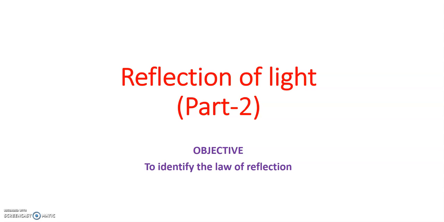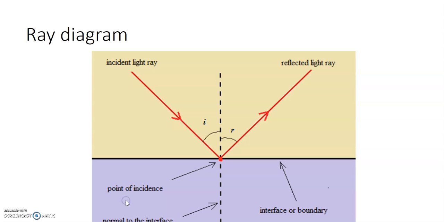Objective for today is to identify the law of reflection. In the previous video, we learned how to draw a ray diagram for reflection of light, where the light that is coming and falling onto the surface, like a mirror, is the incident light ray, and this is the reflected light ray.